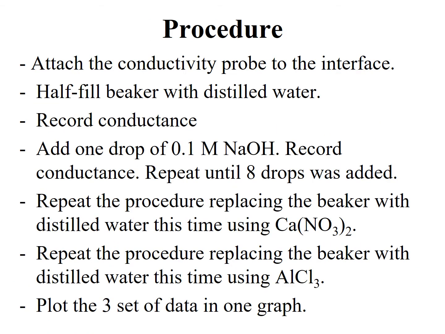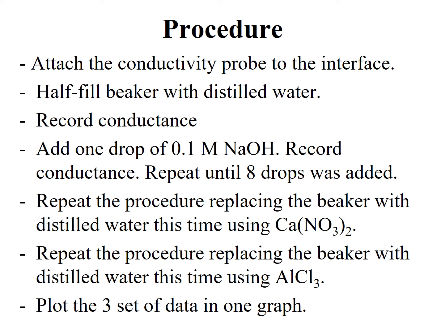Technically, what you're going to do here is prepare solutions and measure their conductivity. You're going to attach the conductivity probe to the Vernier interface. In the first part of the experiment, you're going to record the conductance of different types of ionic compounds, which has something to do with the charge that they have. You fill the beaker with distilled water and then record the conductance. You do this every time you use a new ionic compound.